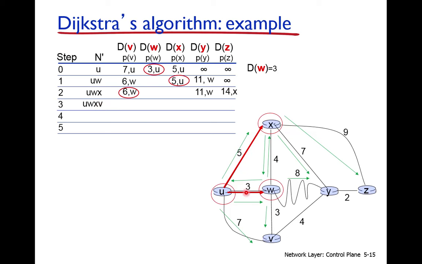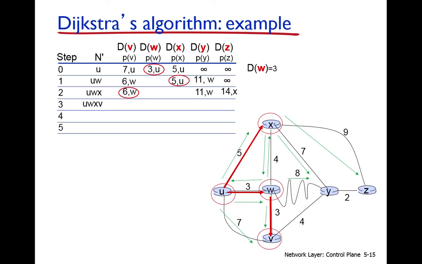And which path is the minimum? 6w means the path which has the previous node w, not the one which has the previous node u. So it is the path from u to w and w to v. So w to v, this is the shortest path. Now we have computed the shortest paths from u to w, u to x and u to v. Now we have reached node v, so we are going to explore the neighbors of v.